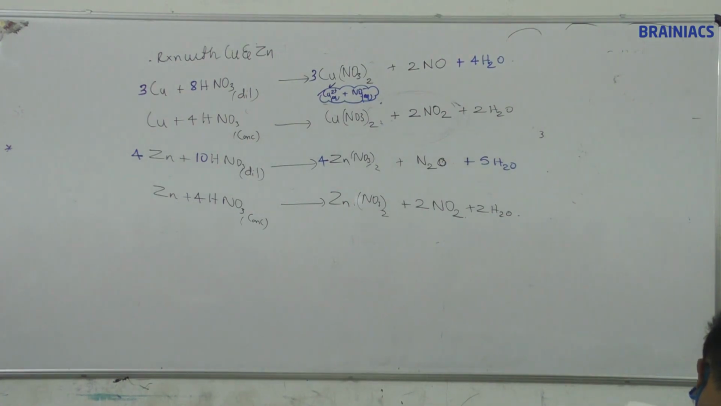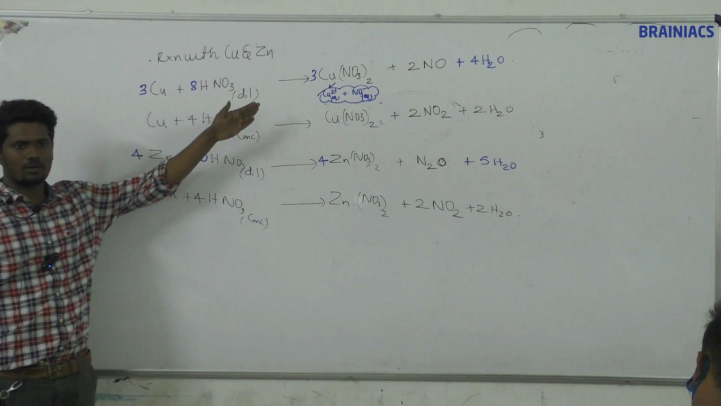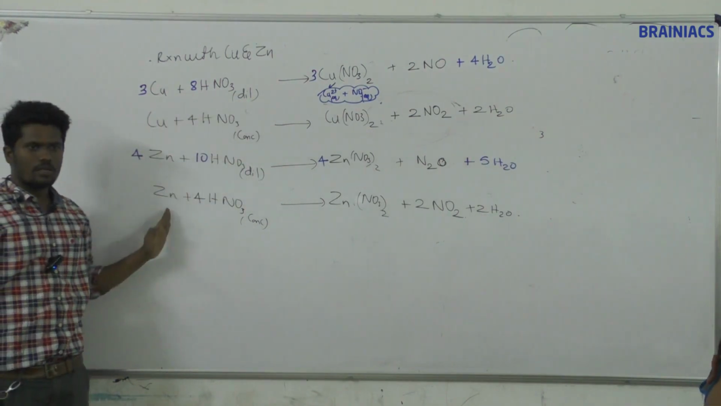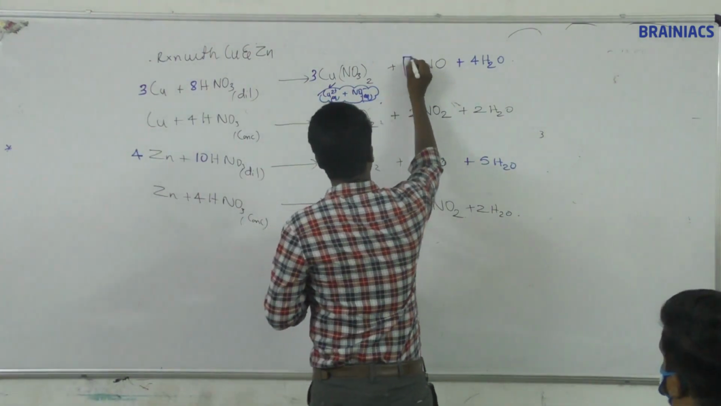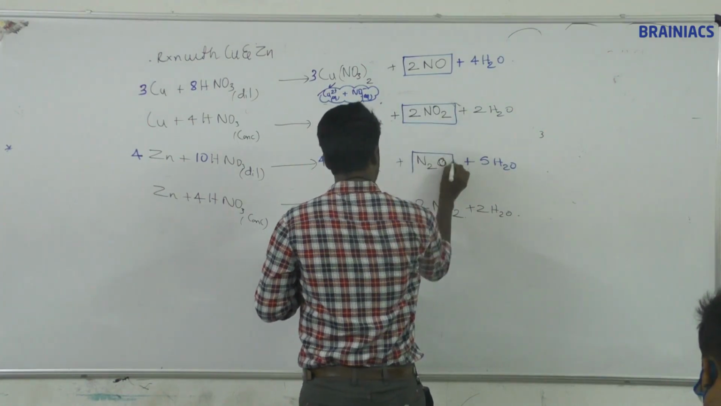Okay, given the reactions, if copper and zinc are reacted with concentrated HNO3, the products are the same. So what basically happened here is that copper gets dissolved in HNO3, zinc gets dissolved in HNO3. So what is important here? Oxides of nitrogen are formed here. This is the important thing.